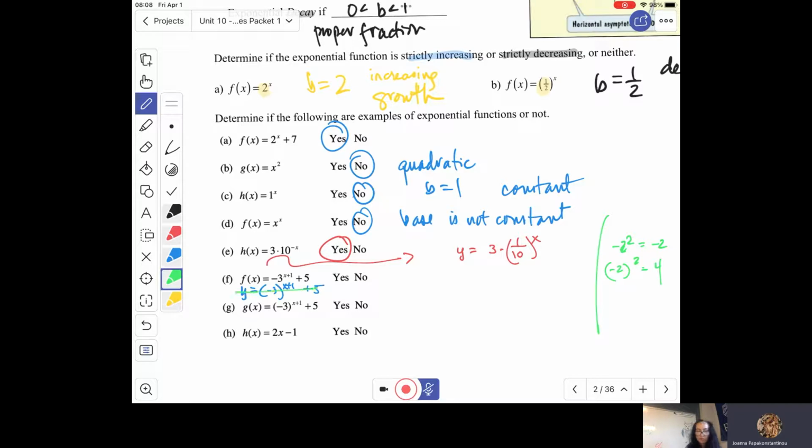No, this does not equal what is above. Only the 3 is being raised to the x plus 1 power. Then we're negating that value. So is this an exponential function? Yes, it is. It's the next one. No, why? Because B is negative, right? And the last one? What type of function is that? Linear. Okay.